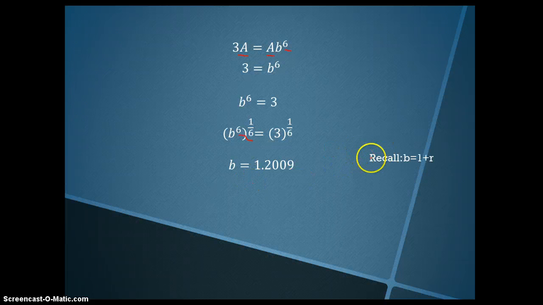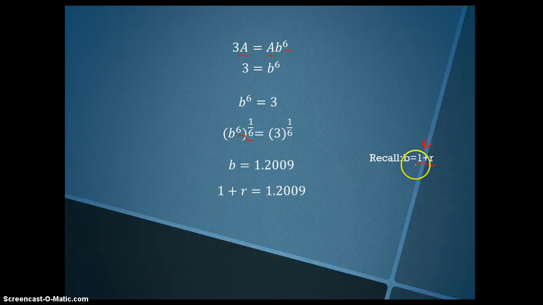Now recall that our b value is actually 1 plus r when we have a growth model. So since this is increasing every month, we have 1 plus. Make sure you note that if this was a decay model, this would be minus. So make sure you are reading your questions very carefully and noticing that as well.